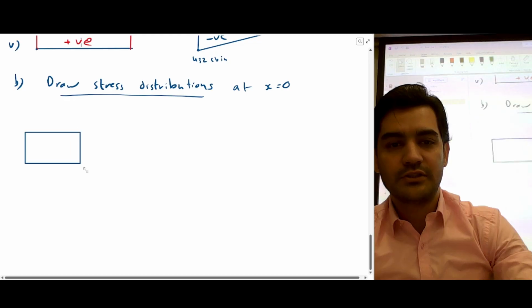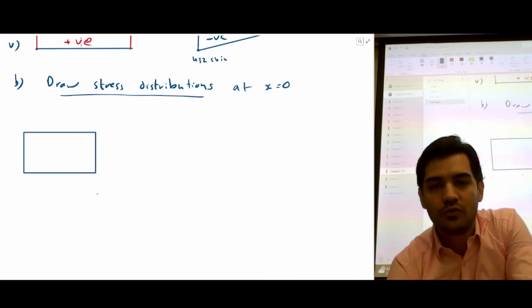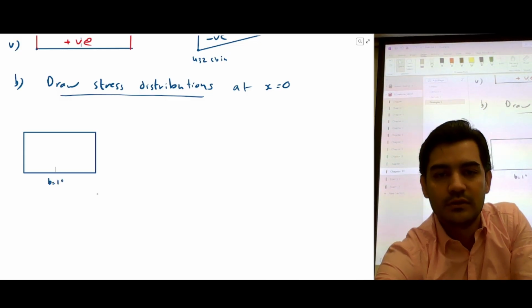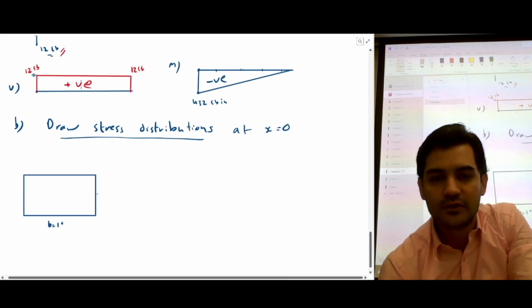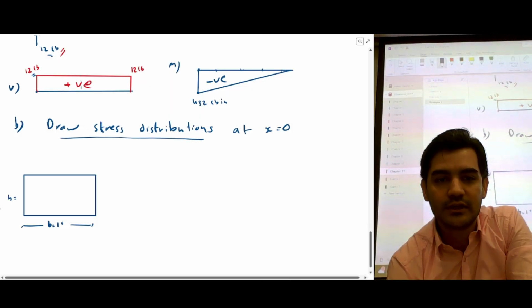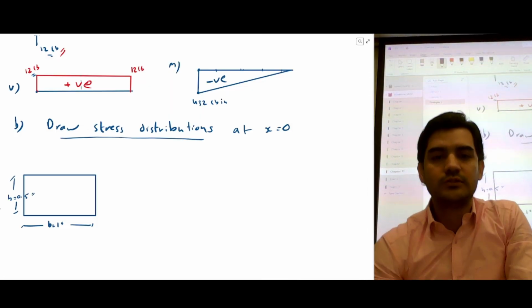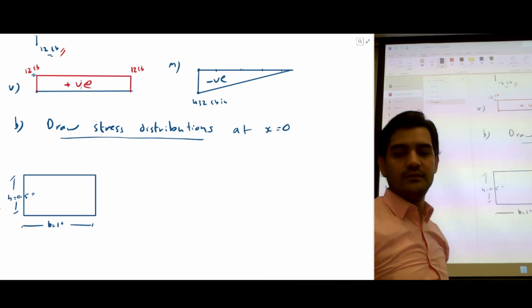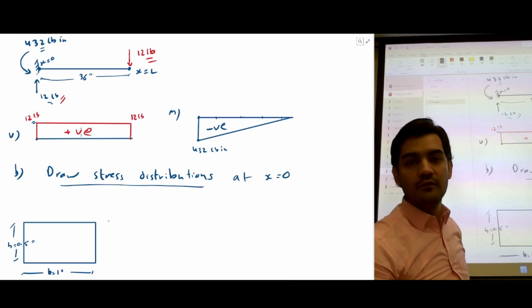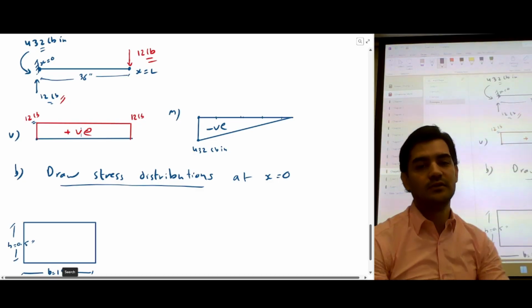This is our cross section. And we know that B is equal to 1 inch. The width of the cross section is 1 inch. The height of the cross section is 0.5 inches. So at this point, we have to draw the stress distribution of the cross section.